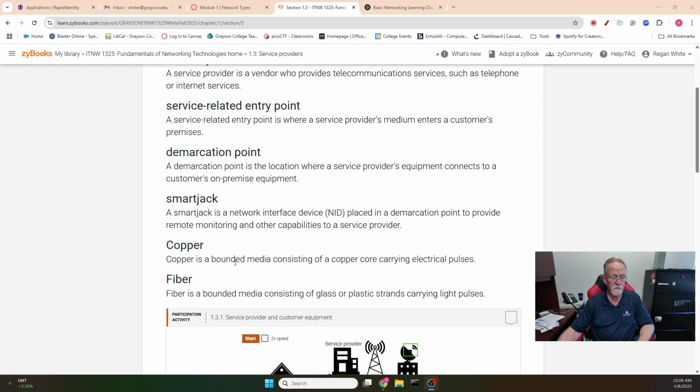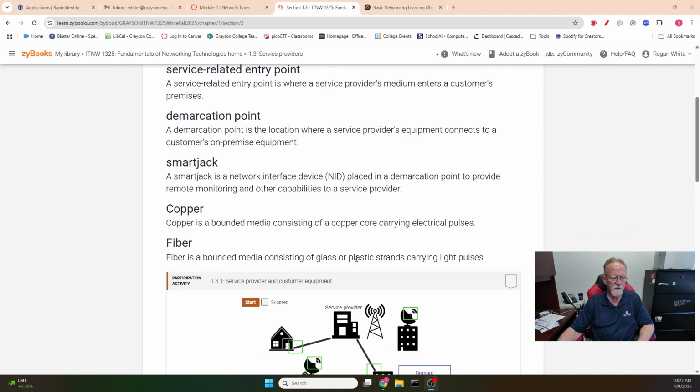Copper, it's a metal, it's bounded media. Basically, this is copper wire. It carries electrical impulses. Fiber, on the other hand, is glass or plastic, and it carries light impulses.